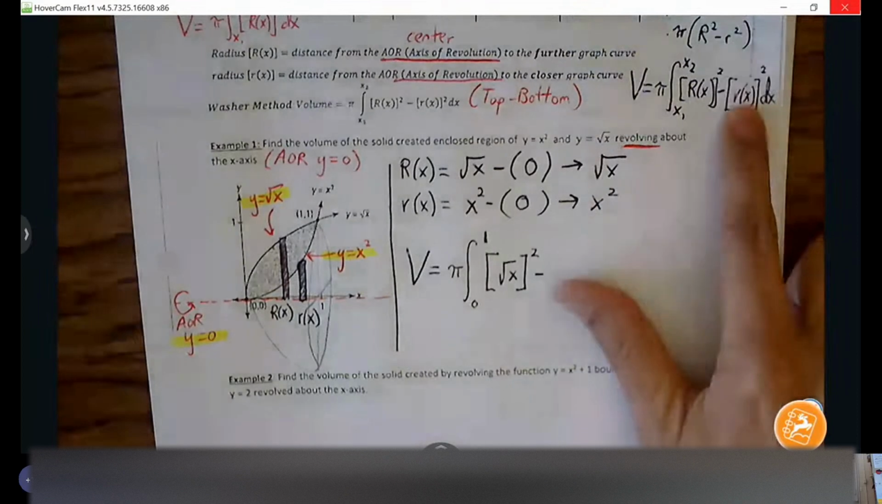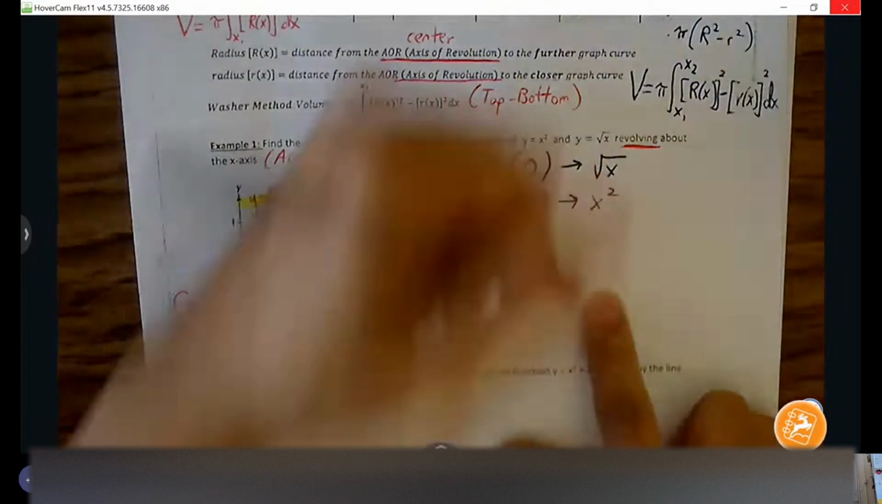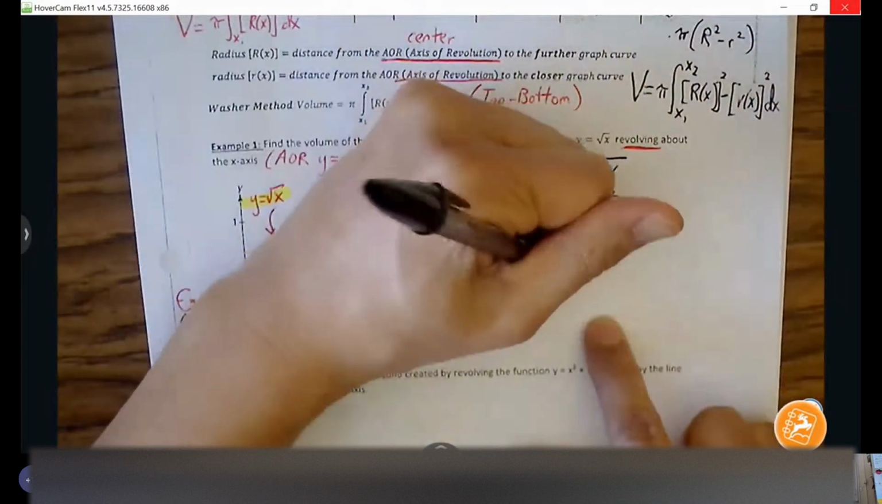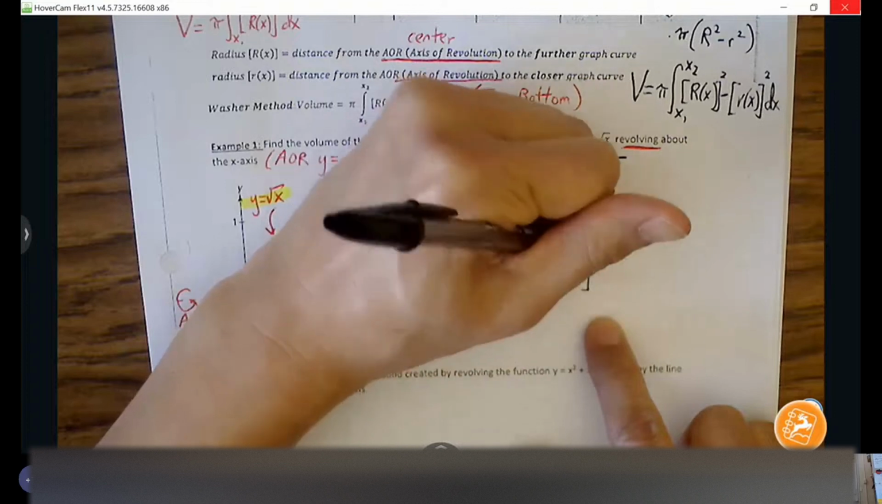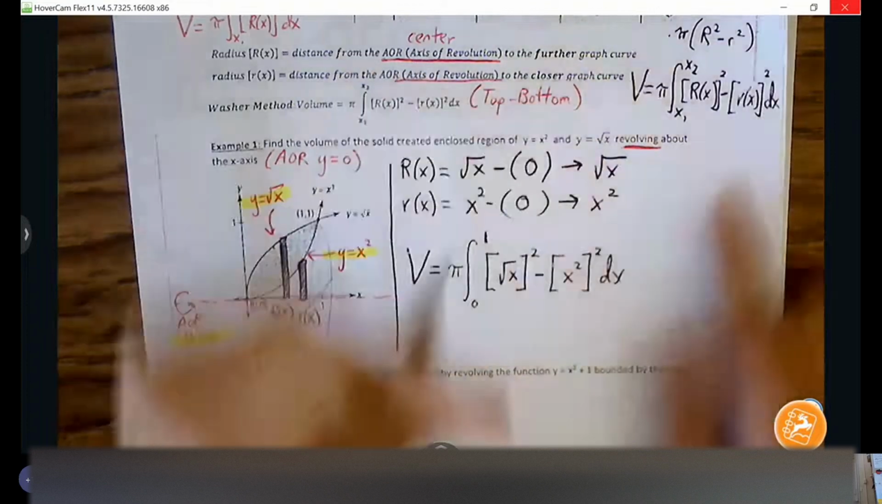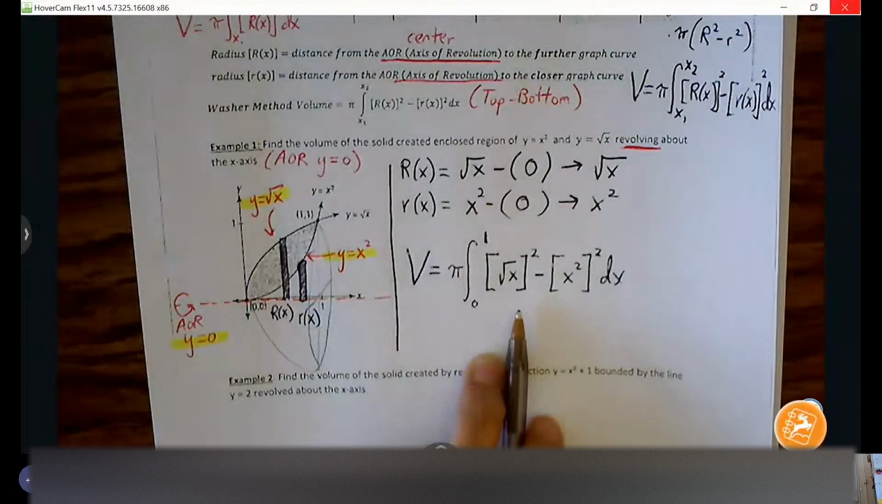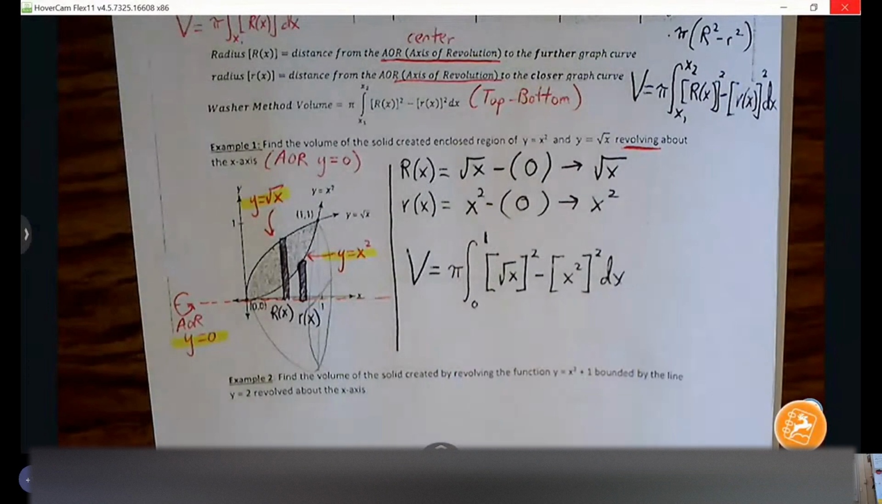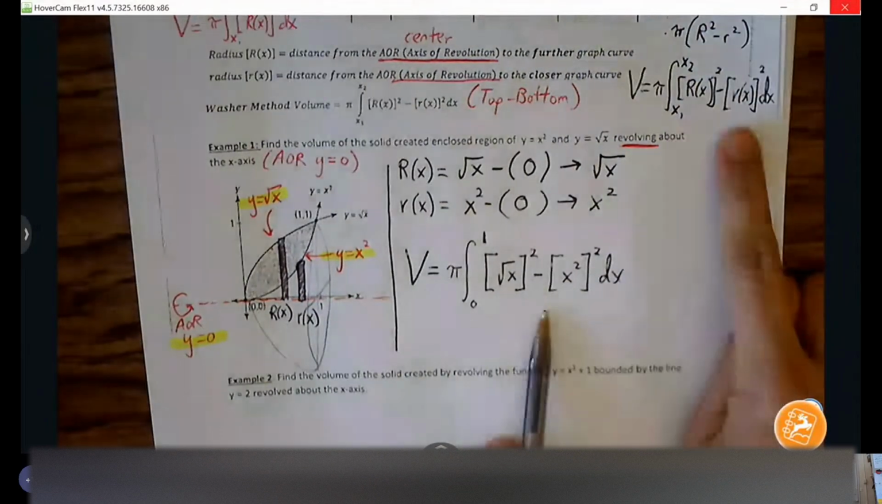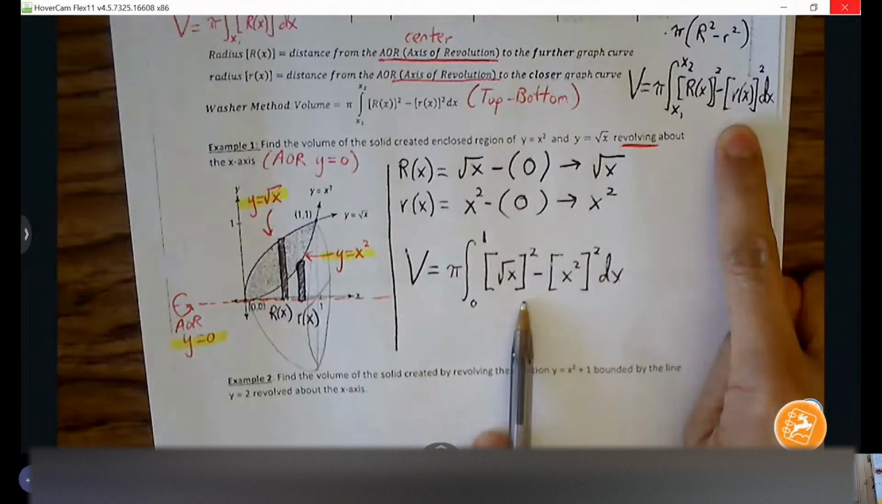Okay, minus little radius squared, bracket x squared, squared dx. I'm just following the formula here. There's no need to be creative with our formula. We'll just do whatever it says and just plug in. Okay, any questions here?